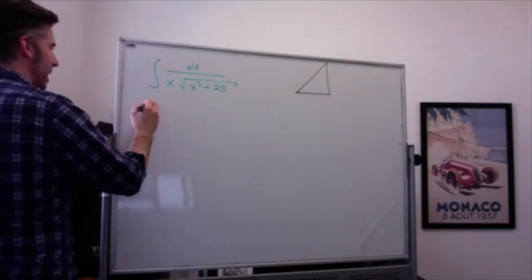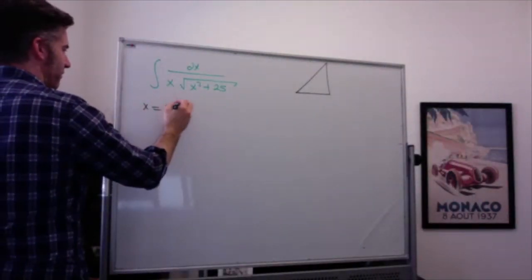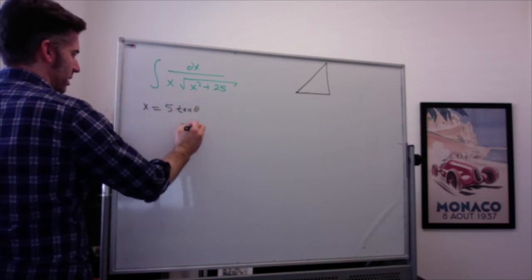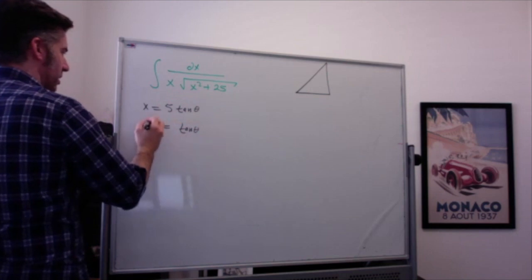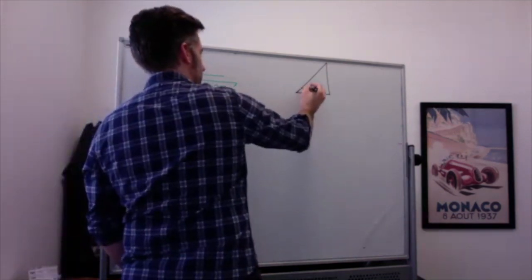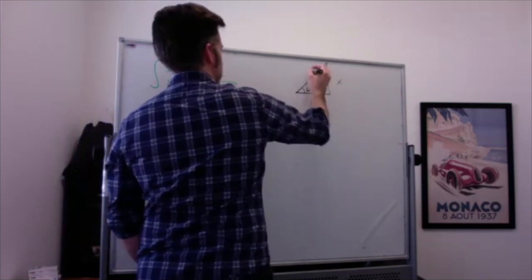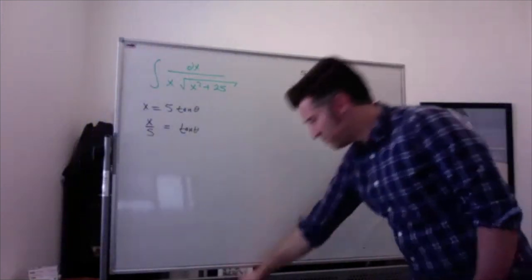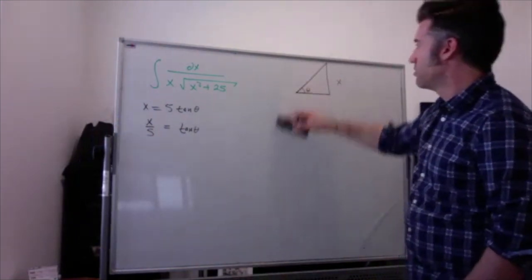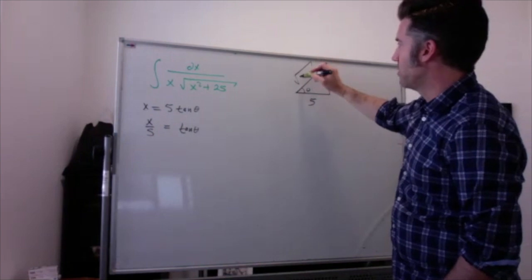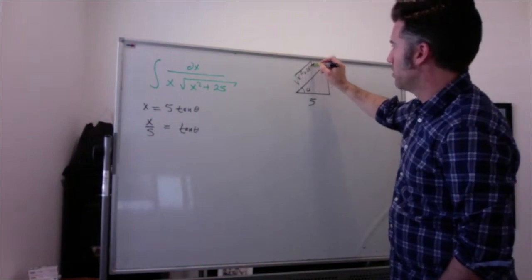Because what I'm really seeing first is that I need x equal to 5 tangent theta. So the tangent of theta is x over 5. So my triangle, if that's theta, there's x, there's 5. Sorry, that's not 5. But that's 5. And that's the square root of x squared plus 25.